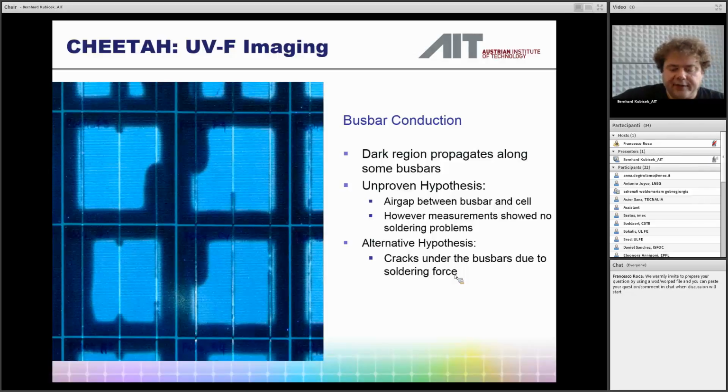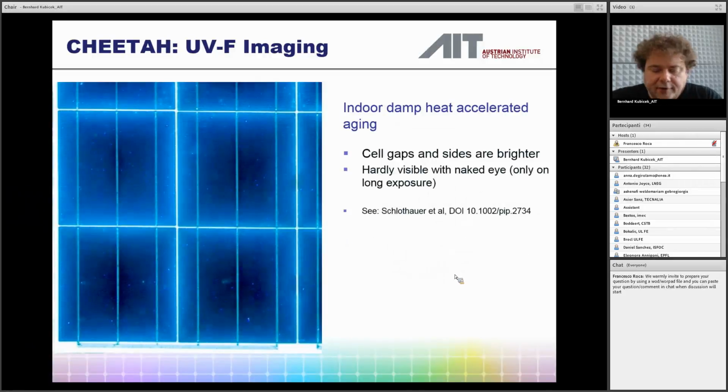And we tried with lock-in thermography, where we would see if there are solder problems or the soldering is not done properly, and so there might be indication that there is a gap somewhere. And this also didn't show any good results. What has been known for quite a while, however, is the next image, where you see indoor damp heat aged modules. So you put them in a chamber like for a normal test. Probably a lot of you have these climatic chambers. What you will see then is that not the core of the cell is fluorescent, but the sides.